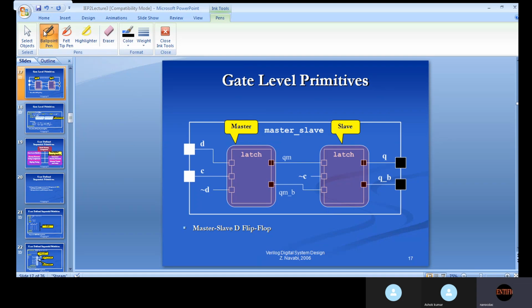So here in gate level primitives, if we take a master slave latch, okay, a master slave D flip flop. Why do we go for a master slave D flip flop? Any answer? Yeah, race around condition. To eliminate the race around condition. When does the race around condition actually occur?